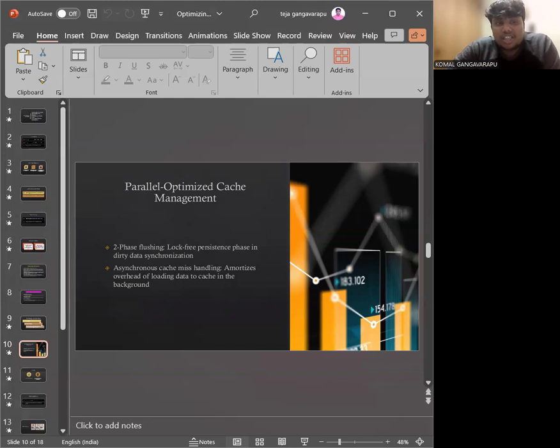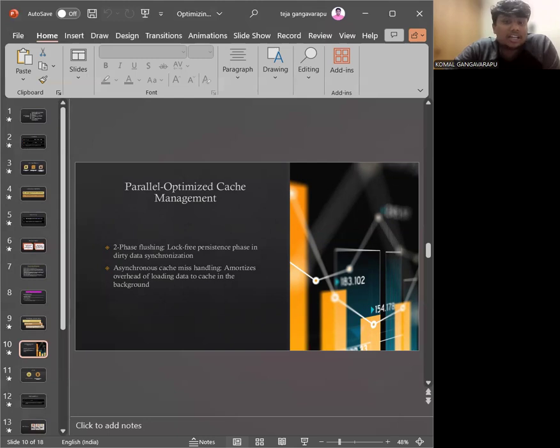The parallel optimized cache management. The parallel optimized cache management technique is employed by FLAC, same as FlatCache, to enhance the performance of file systems in heterogeneous memory architectures. These techniques are designed to efficiently handle concurrent data operations, ensuring the cache remains responsive and efficient even under heavy workloads.